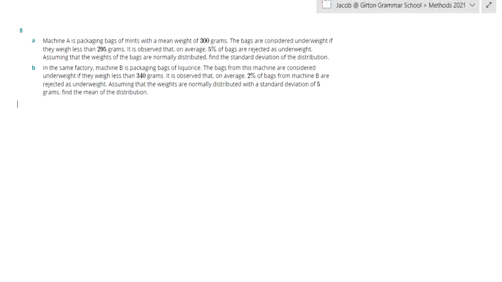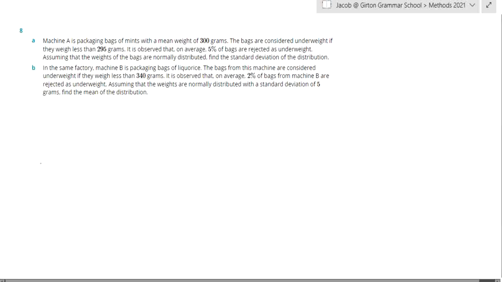Okay, so now we're going to look at 16D question 8. A machine is packaging bags of mints with a mean weight 300. And they are underweight if they weigh less than 295 grams. It is observed that on average 5% of bags are rejected as being underweight. Alright, so I'm going to draw a bell curve. We have a mean of 300, and 295, and the area under the curve left of 295 is 5%.